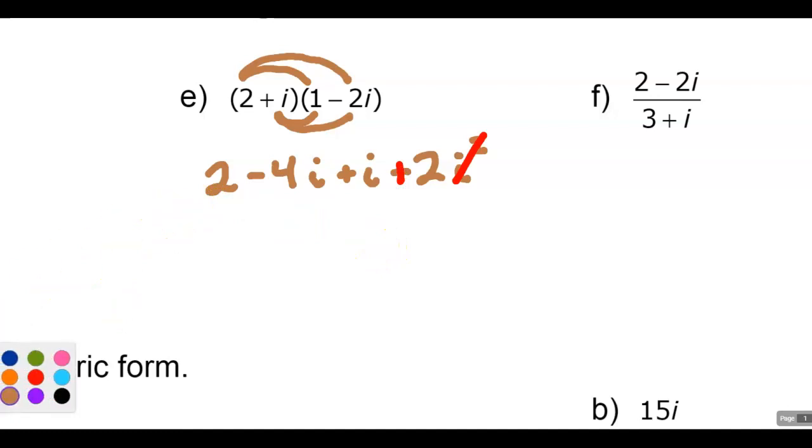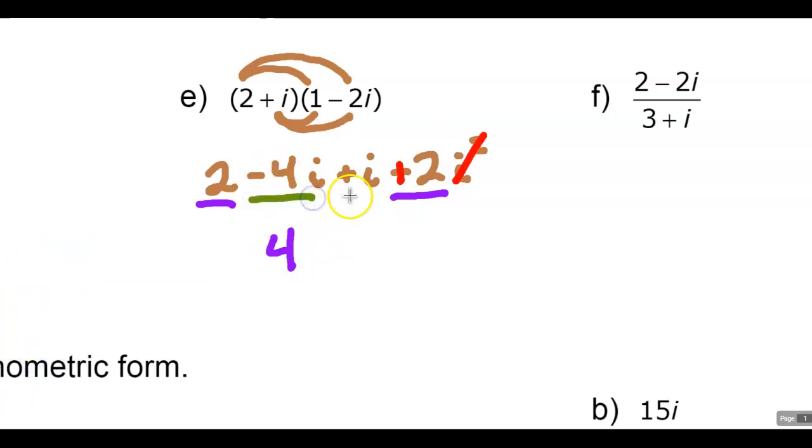So now we have 2 plus 2, which is 4. And we have negative 4i plus i, negative 3i.